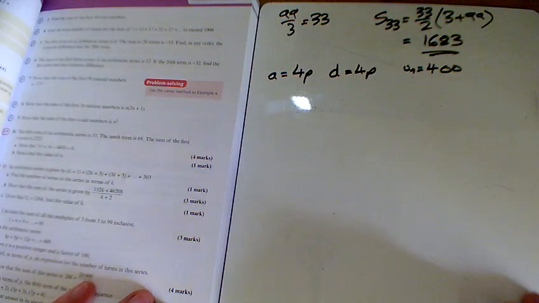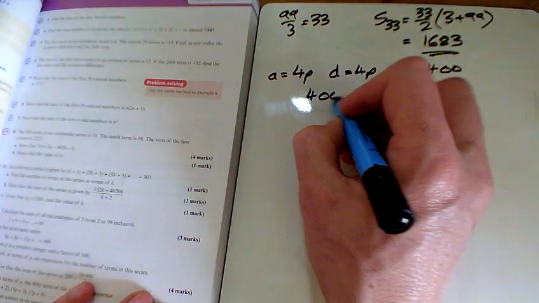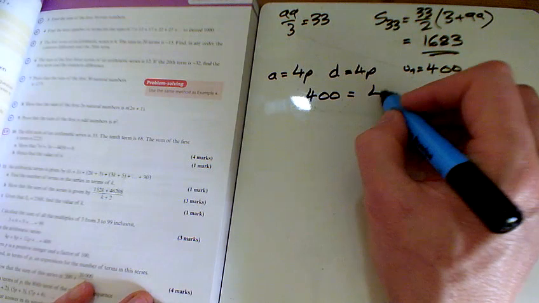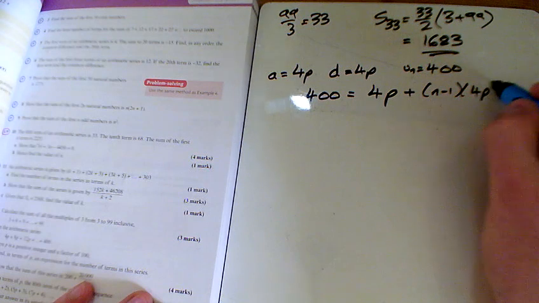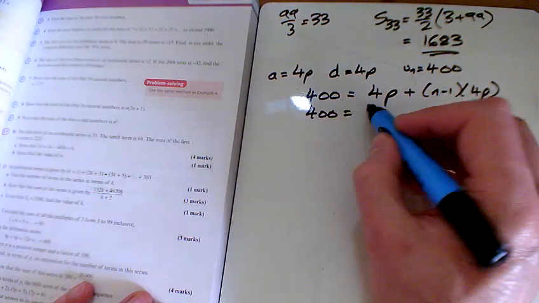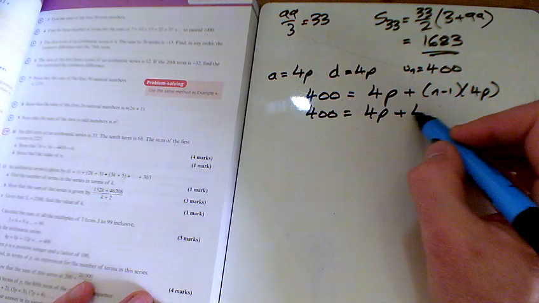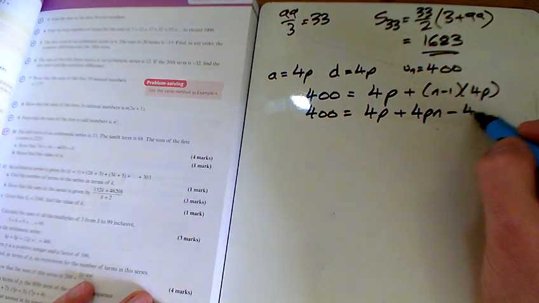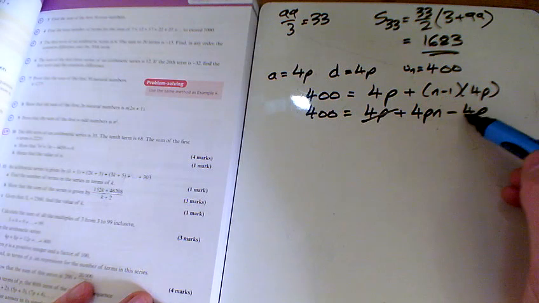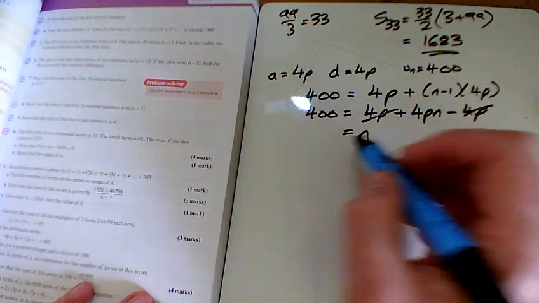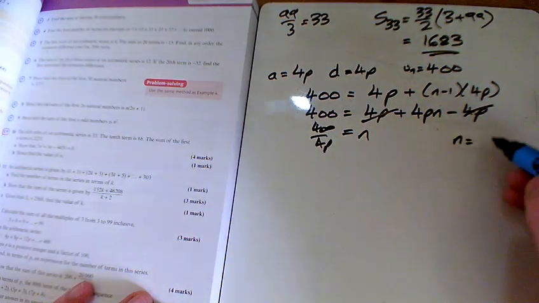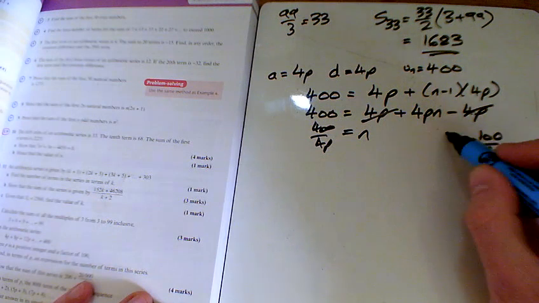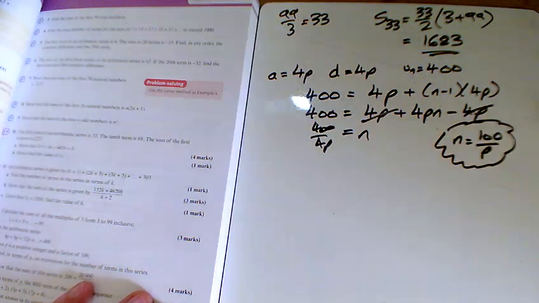Find the number of terms in the series. So we've got 400 equals a plus n minus 1 times d. So 400 equals 4p plus 4pn minus 4p, multiplying that out. The 4p's cancel out, and so n is equal to 400 divided by 4p. Of course, we can cancel out the 4 there to leave us 100 over p. So I've got n is 100 over p.